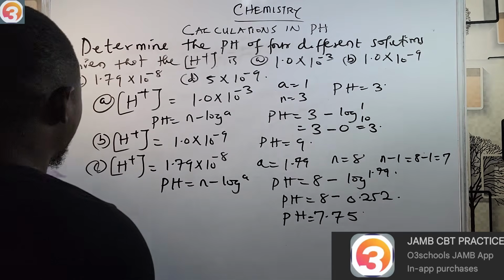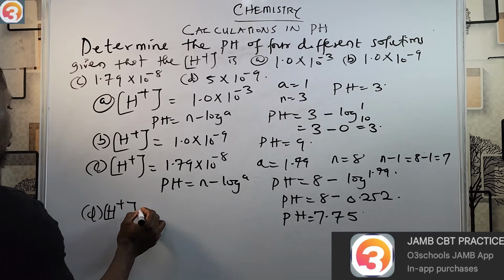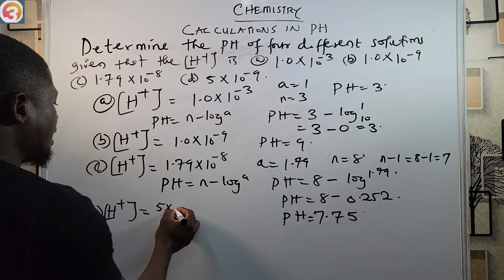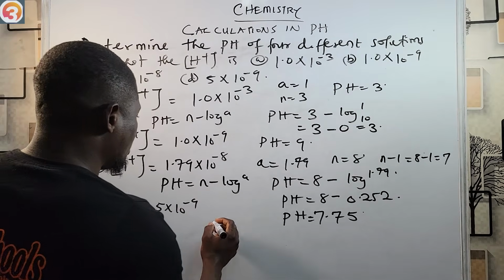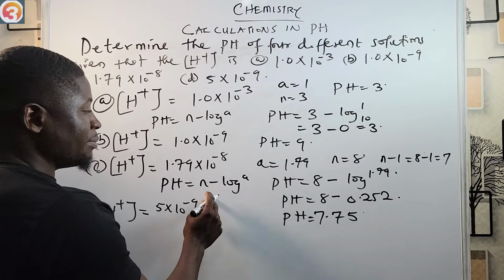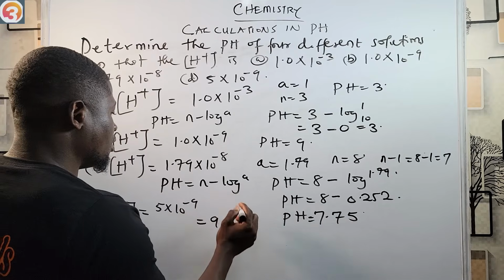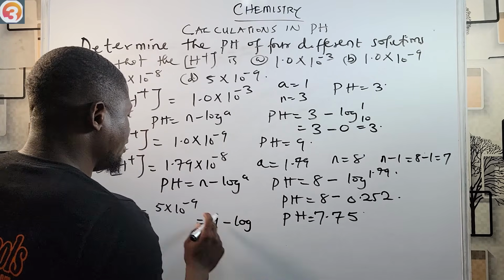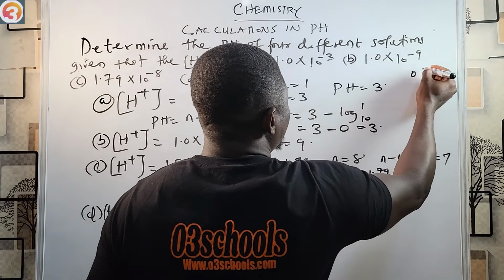All right, let's see the last one, D. Here, the hydrogen ion concentration is given to be 5 times 10 to the power minus 9. So we can just use our formula, pH is equal to N minus log A. N is 9, minus log of A, and A is 5. That is log 5. We know log 5 to be equal to what now?